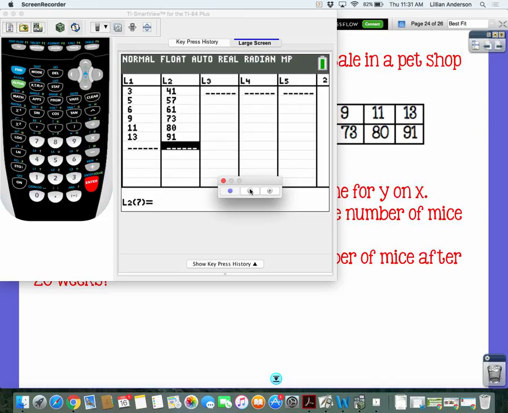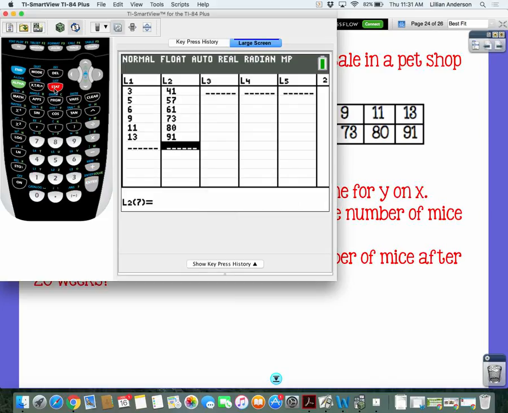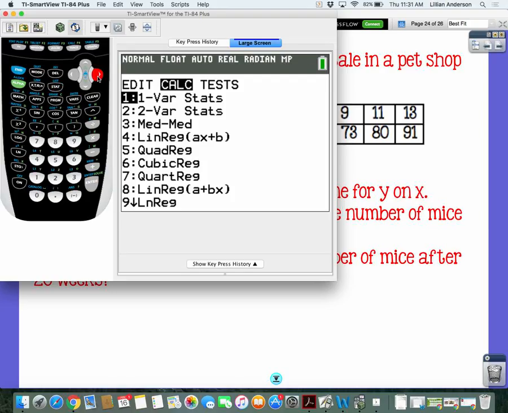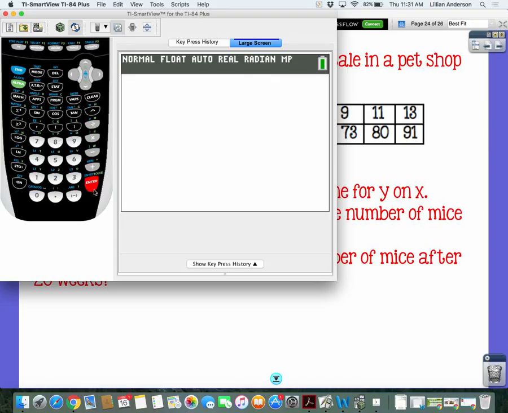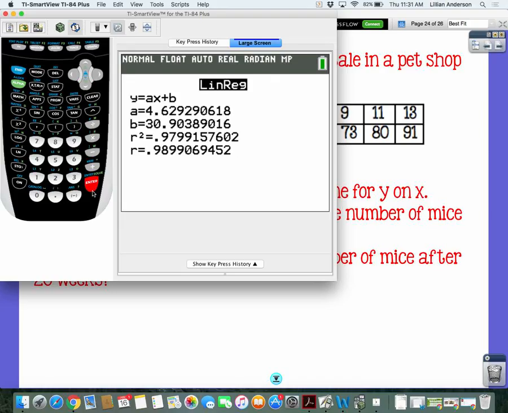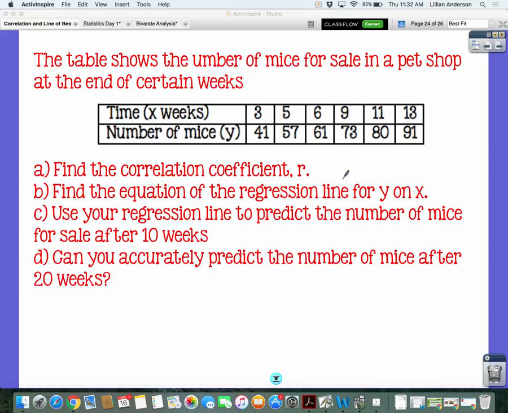Where do I go from here to get the correlation coefficient? Stat, calc, and option 4. L1, comma L2. For me, it's already there, nice and neat. And press calculate. Did everyone get this for their R? I got 0.997. So, rounded to 3 significant figures, that would be 0.990. Archie got a 1. Okay.